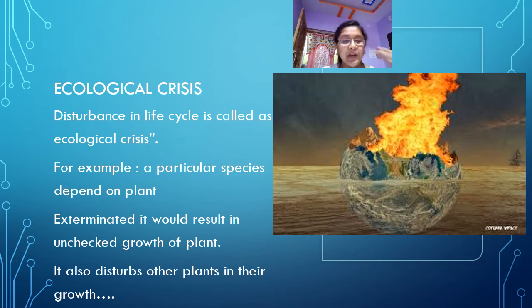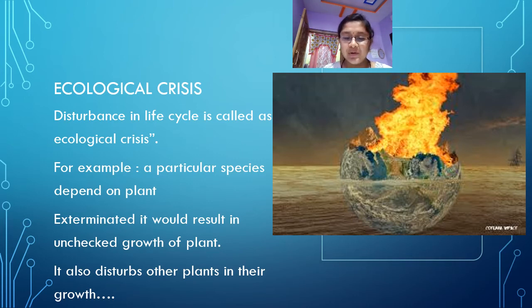Now we'll see an example. If a particular species depended on a plant, and a small fungus or bacteria is not there due to some reasons, when it has come to extinction, then what will happen? That plant will grow in an unlimited way. Then that will cause a disturbance to other plants, to animals, to humans. The unlimited growing of the plant would cause a very big disturbance to humans also. So this is what is called the disturbance in the life cycle, and this life cycle disturbance is called an ecological crisis.